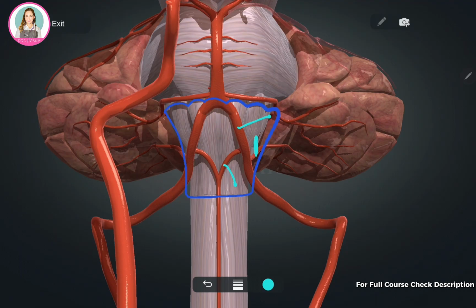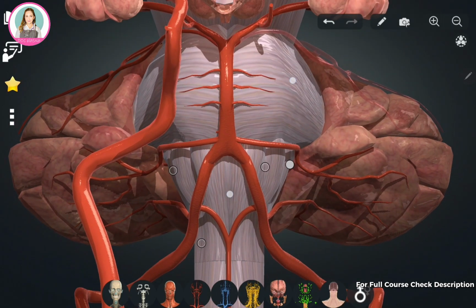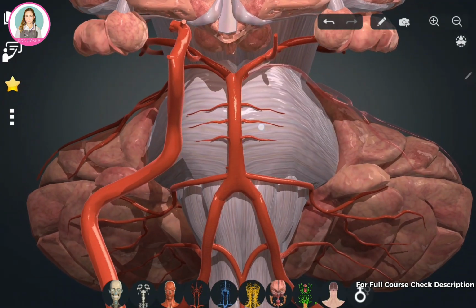What is the blood supply of medulla alone? So if you draw a structure, and then you draw a square, these 3 arteries that are coming inside this square are the entire blood supply of the medulla. Right? Now the question says, what is the blood supply of pons? So you are going to draw a structure around pons, a square around pons.